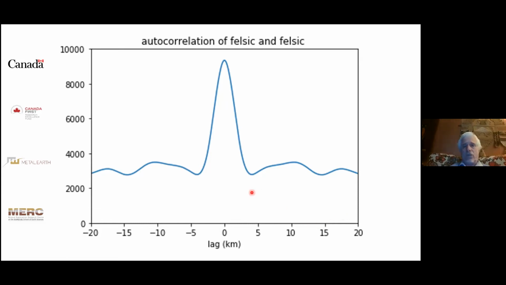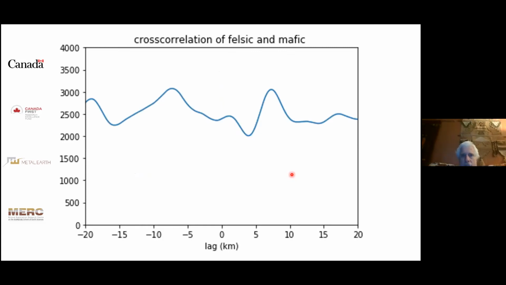And that's sort of what you see here when I correlate felsic with felsic. You notice that we're at the noise level, and then at zero lag, boom, we get this big spike. So felsic do agree with felsic, and elsewhere they don't. The noise levels are of the order of 3,000 in this case.